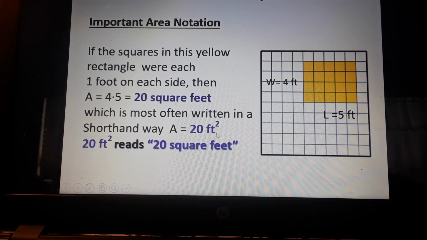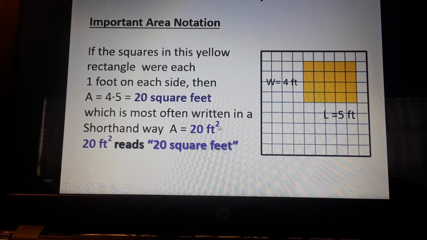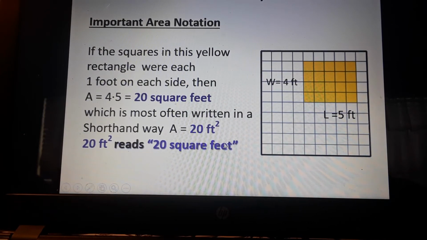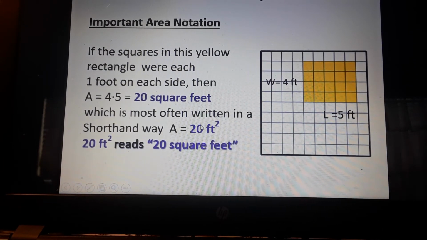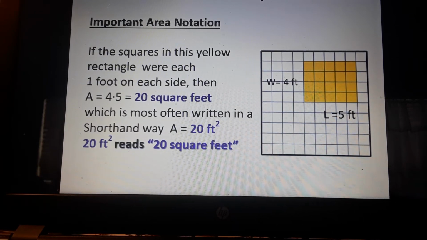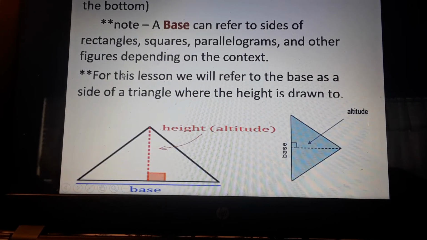20 square feet. The ft with a 2 there means feet squared. A lot of times you hear it said 20 feet squared. Well, it's really not. It's kind of misleading sometimes if you don't understand what it's talking about. When you're talking about area, it literally means 20 square feet. So it's not 20 times 20 like you would often think. It actually is just a notation on feet. When we're talking about area, that exponent doesn't mean 20 times 20, and every other time it is. Just something to remember.